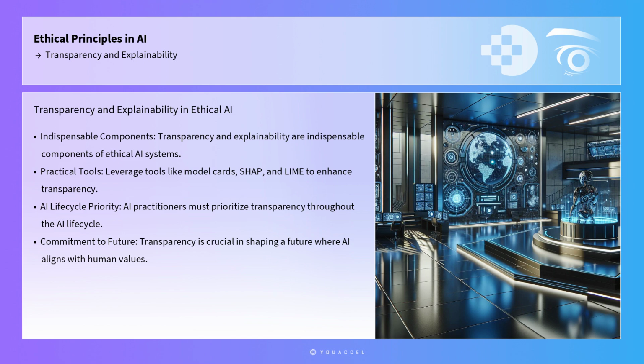In conclusion, transparency and explainability are indispensable components of ethical AI systems. By leveraging practical tools and frameworks such as model cards, SHAP, and LIME, and by fostering a culture of transparency, professionals can address real-world challenges and enhance the trustworthiness of AI systems. It is imperative that AI practitioners prioritize these principles throughout the AI lifecycle, ensuring that AI technologies are not only powerful, but also ethical and accountable. As AI continues to permeate various sectors, the commitment to transparency and explainability will be crucial in shaping a future where AI acts in harmony with human values and societal norms.